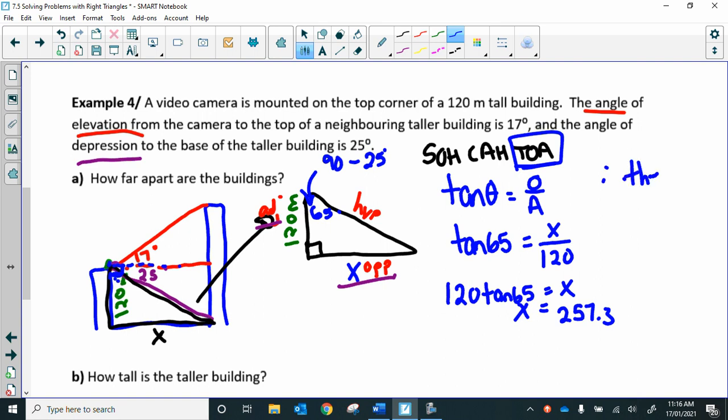Therefore, the buildings are 257.3 meters apart. So make sure you're answering that question.